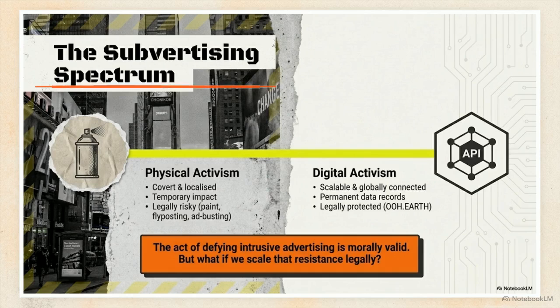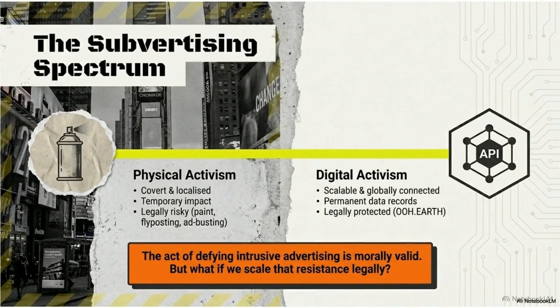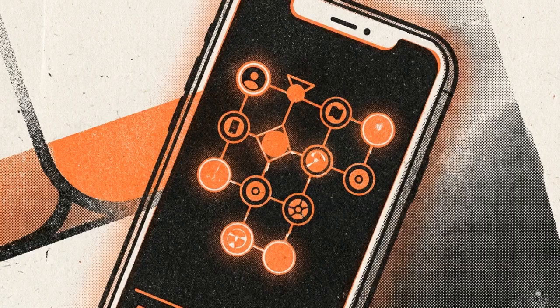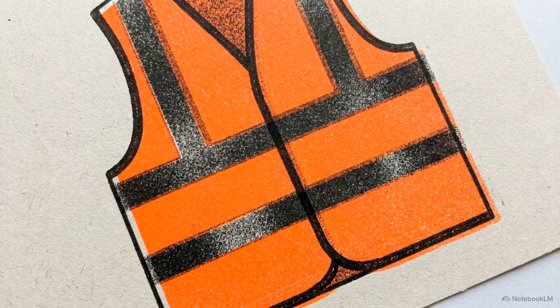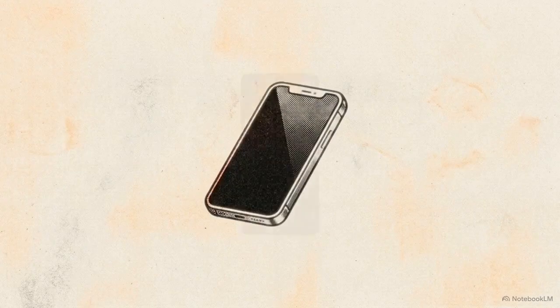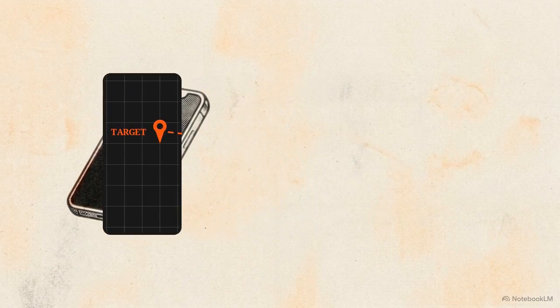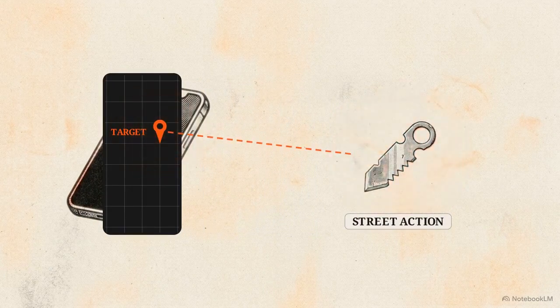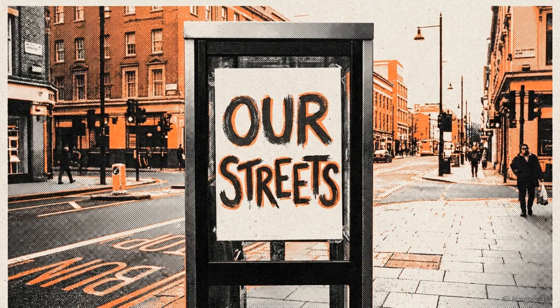The methodology divides resistance into two distinct tactical routes: physical activism for covert, street-level intervention, and digital activism for scalable, permanent tracking. To execute these strategies, you need three specific operational tools: the OOH.Earth mobile application, a standard physical access key, and a high-visibility work uniform. By pairing a centralized digital reconnaissance platform with coordinated physical street actions, local communities can strip the advantage away from multinational ad agencies and dictate their own visual landscape.